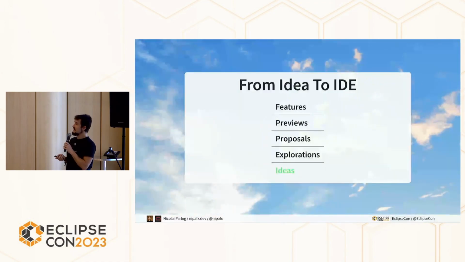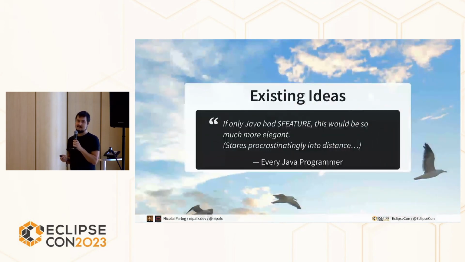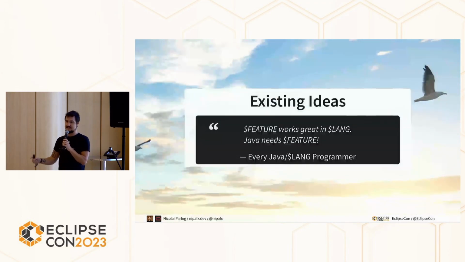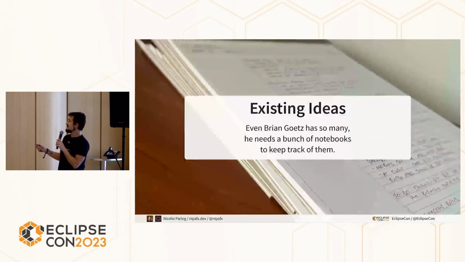The phase before that, the idea phase, is way worse, right? Every time we have a problem and oh man, this one thing and now I would be done, but no, I have to write all this code. That's definitely not me, I would never do that. This is also something that is fun. Every Java programmer who knows this one other language says why don't we have this thing that the other language has? And even Brian Goetz has so many ideas, he needs to keep track in a notebook.